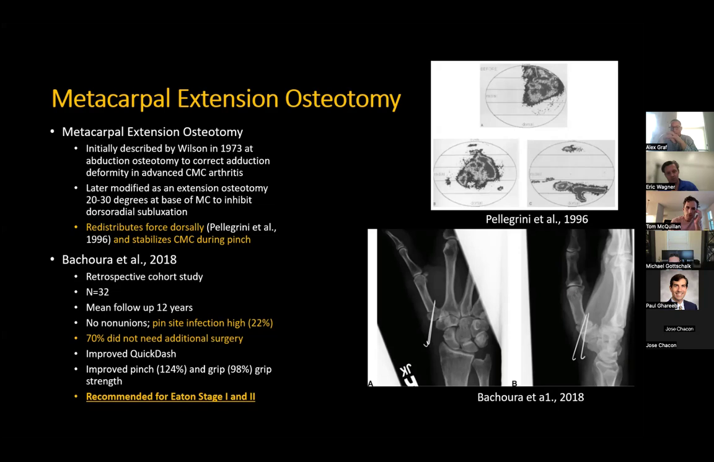And so this is something to consider if you had a young patient with post-traumatic arthritis, with predominantly volar wear on the cartilage, but certainly only Eaton stage 1 and 2. Once you start to get osteophytes, there's going to be mechanical symptoms and pain that will not be improved just by redistributing the force.